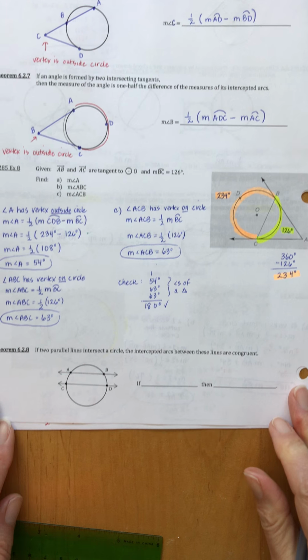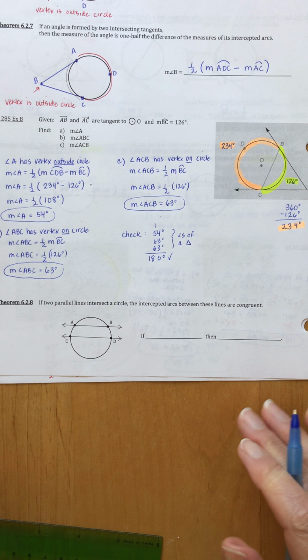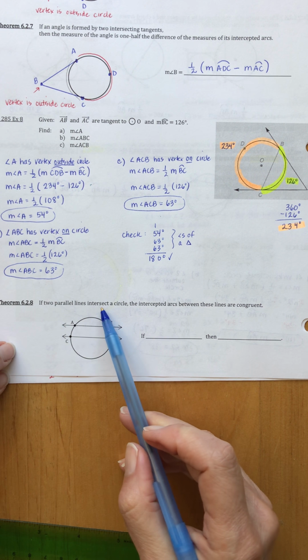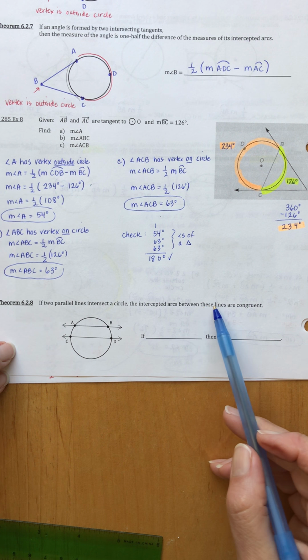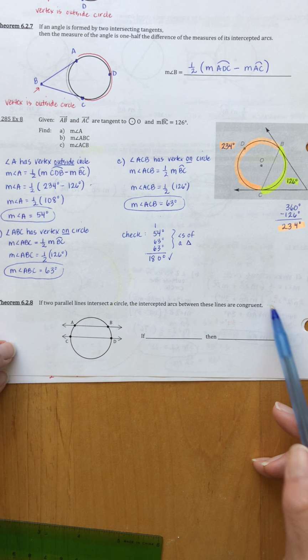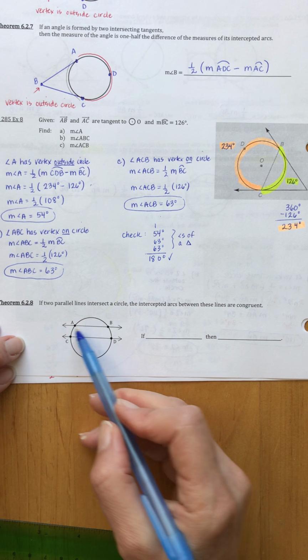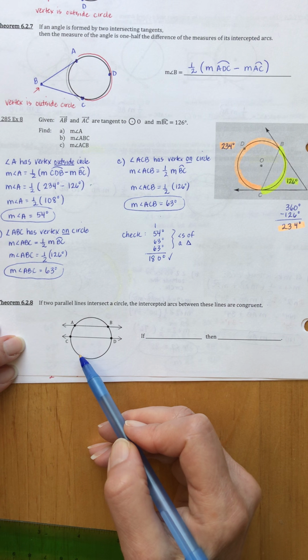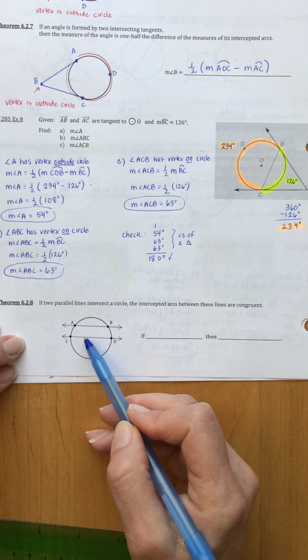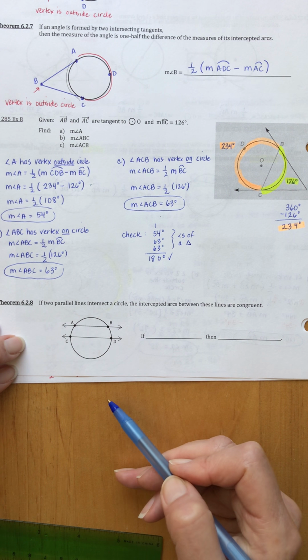All right, so on to our last theorem on this page. It says, if two parallel lines intersect a circle, the intercepted arcs between these lines are congruent. Well, that should make sense to us. Here we have parallel lines. Remember, parallel lines are equidistant everywhere. So if they're equidistant everywhere, these arcs should be the same as well.